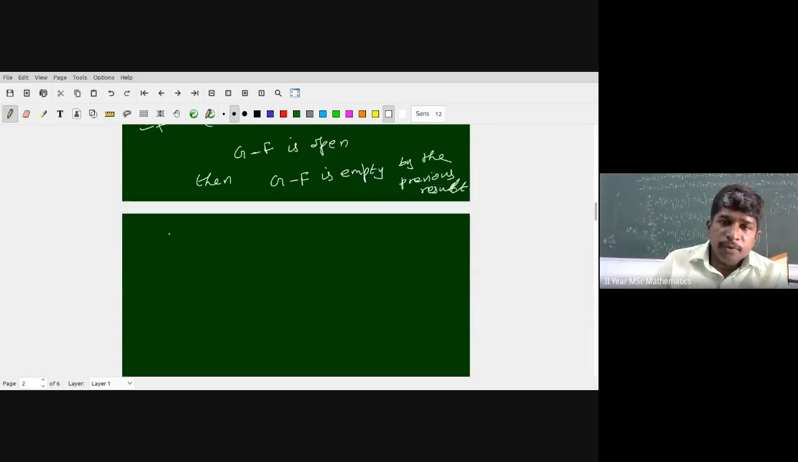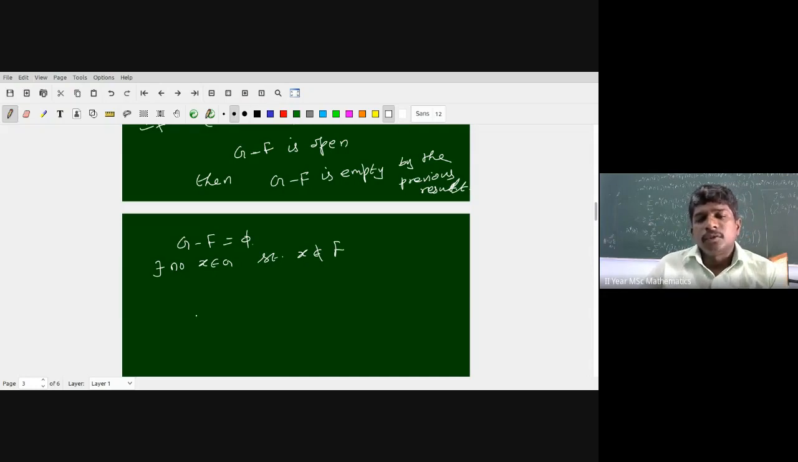If G minus F is empty, what does this mean? G minus F is empty means there is no x in G such that x does not belong to F. There are no elements of G not in F. What does this mean?